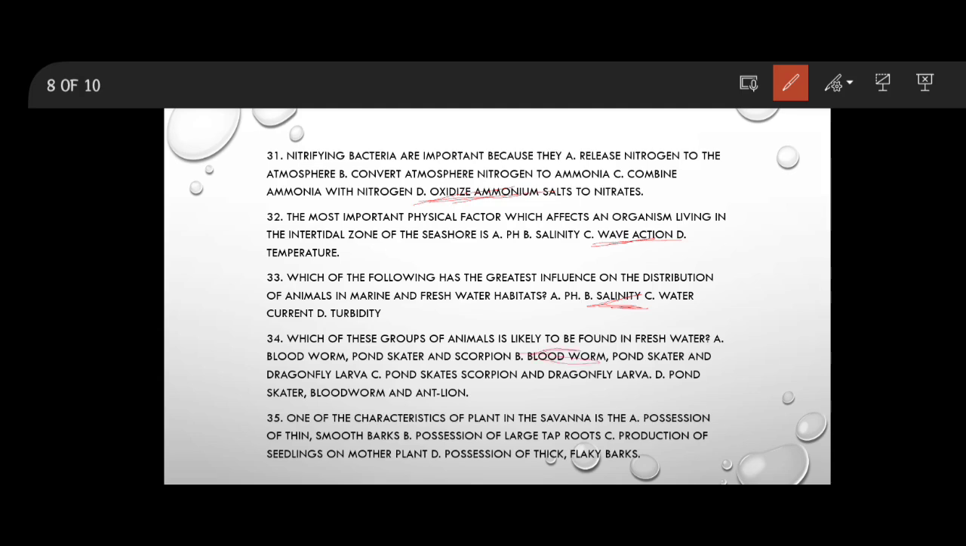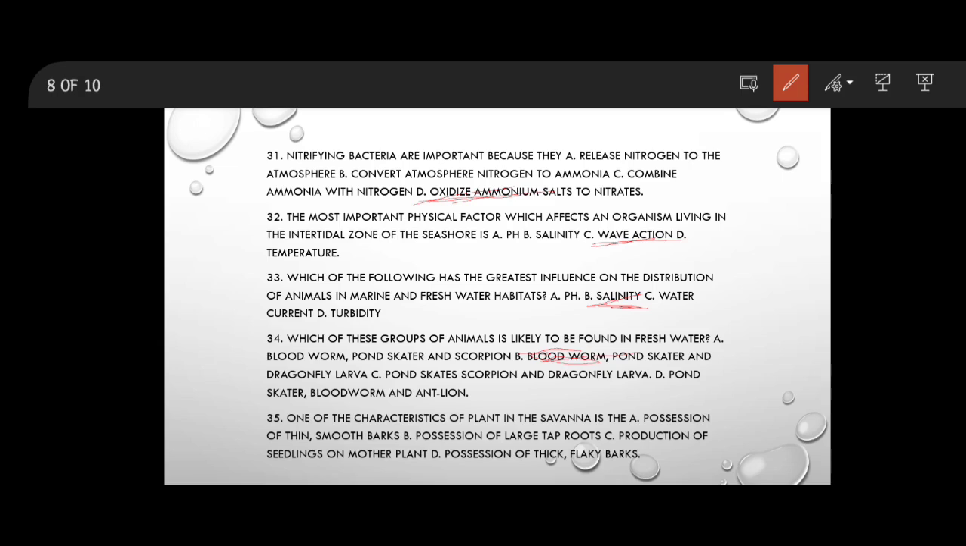Dragonfly larva. One of the characteristics of plant in the savanna is dash. Possession of thin, smooth bark. That is wrong. Why? Because it is a characteristic of plant in tropical rainforest. Possession of large taproot, although some savanna plants like acacia tree develop deep roots underground in order to tap underground water.